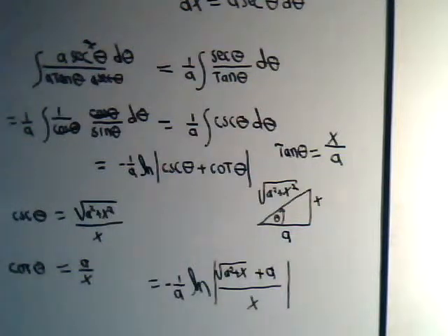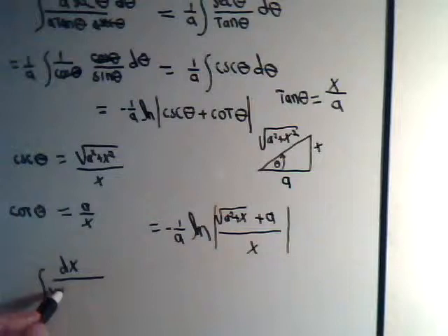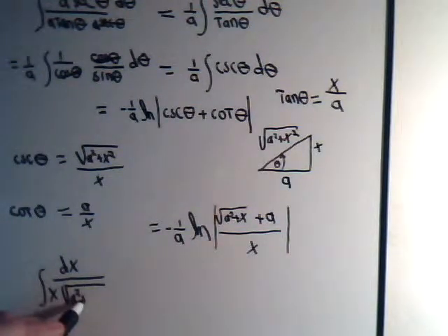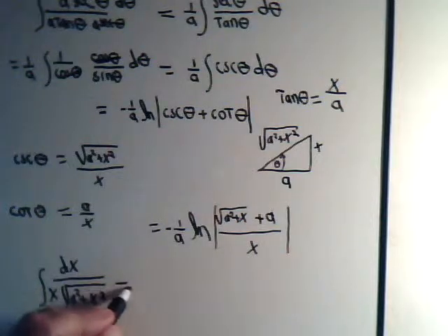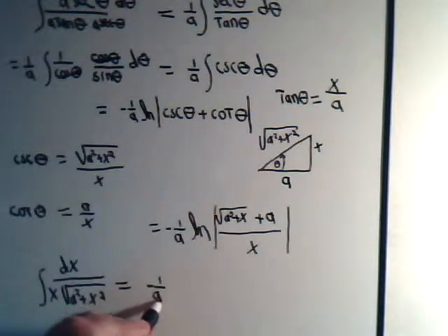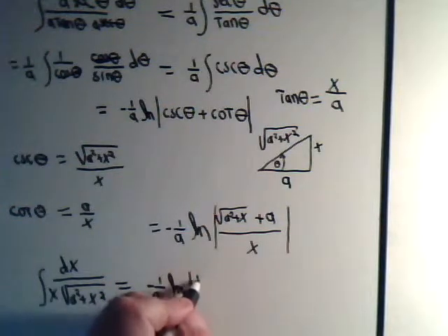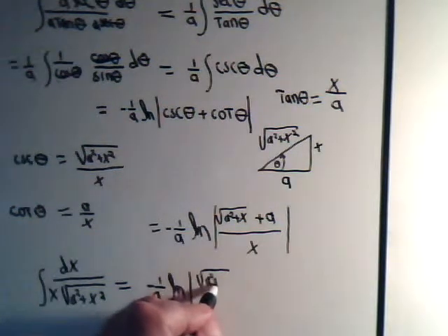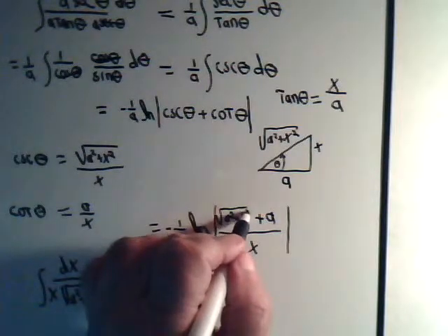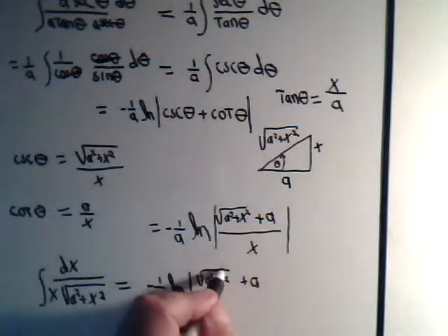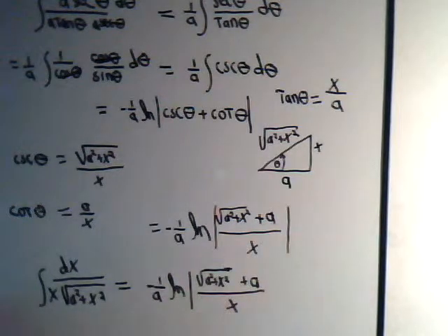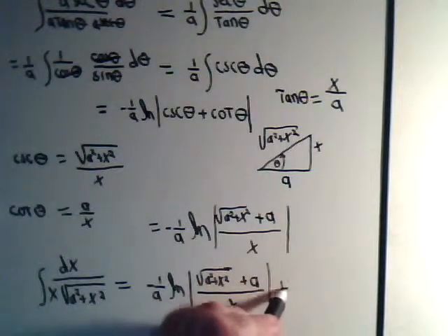And at that point we're finished. So you can say this integral here, dx divided by x times the square root a squared plus x squared, equals minus 1 over a natural log of the square root of a squared plus x squared plus a, divided by x, plus an arbitrary constant.